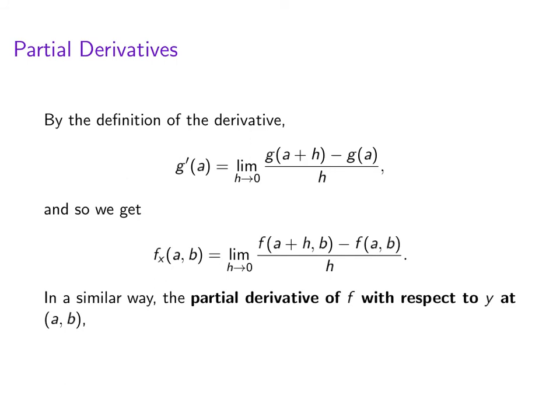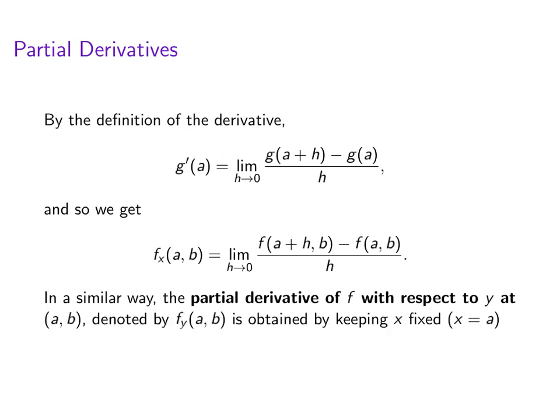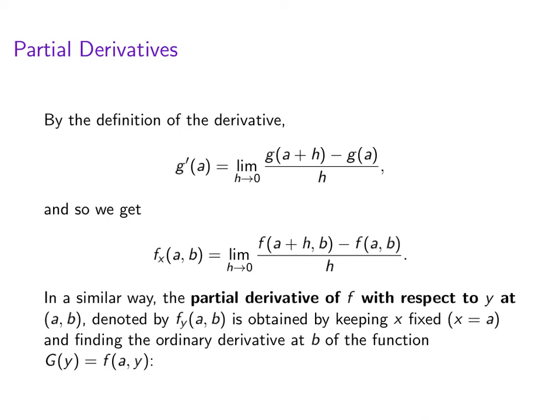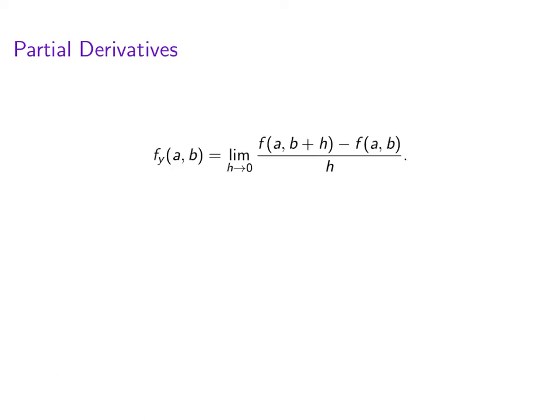And we can define, in a similar way, the partial derivative of f with respect to y at the point a, b. It's going to be denoted by f sub y of a, b. This time we keep x fixed, and we find the ordinary derivative at b of the function g of y equals f of a comma y. So the partial derivative of f with respect to y at the point a, b is now the limit as h goes to 0 of f of a comma b plus h minus f of a comma b all over h.